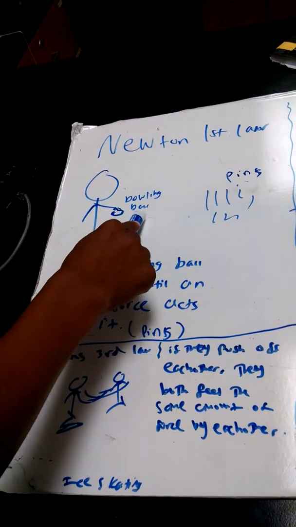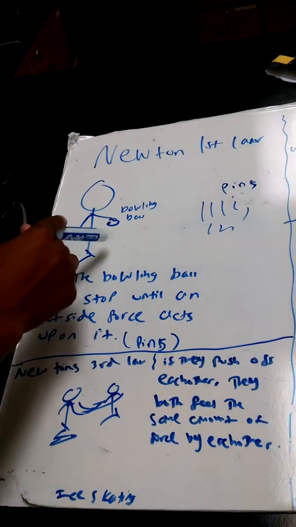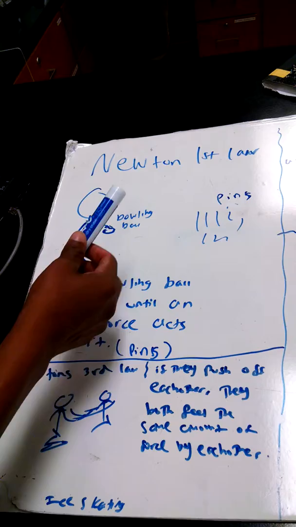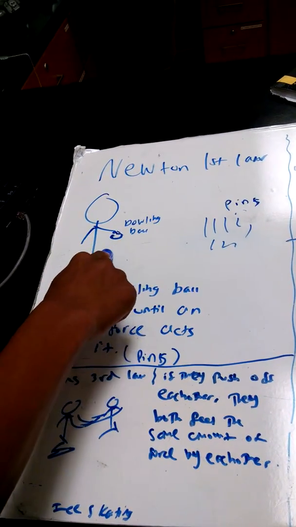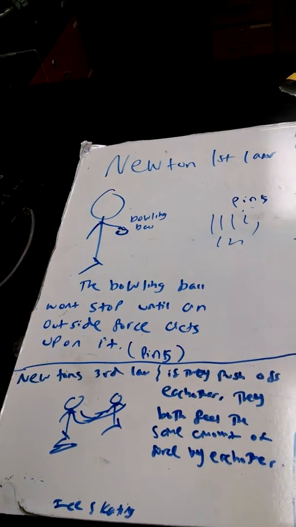So for example, here we have a bowling ball and some pins. Until the person releases the bowling ball, it will be stationary. And after the release, the bowling ball will keep moving until the pins, the outside force, stop it from moving.